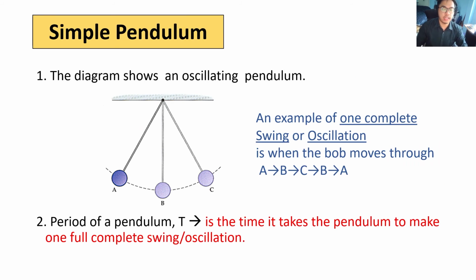And then we looked at the pendulum. So a pendulum is basically a swinging object. There is a string attached to a mass called a bob, and the pendulum oscillates back and forth. One full oscillation is from A to B, C, and then to B, and then back to A again. So that's one full oscillation. And then make sure you know what we mean by the period of a pendulum. The period is the time it takes for the pendulum to do a full swing or to do a full oscillation.